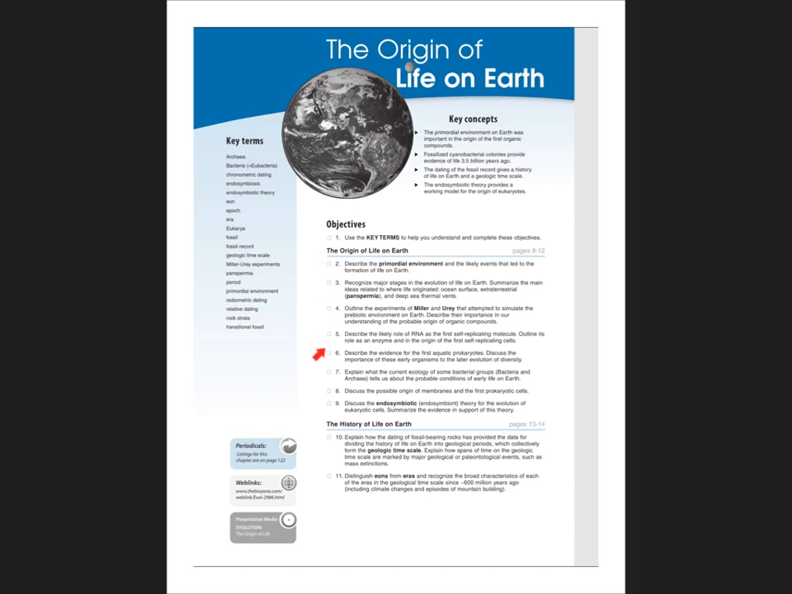Here's another checkbox. It's looking at objectives. And you have to ask yourself, can you discuss the possible origin of membranes in the first prokaryotic cells? Can you describe the primordial environment that likely led to the formation of life on Earth? If you can discuss these things, look at those command words. What does describe mean? What does outline mean? What is discuss? What is explain? What's the difference between the two? And so think about these command words when you see these, and can you do this? If you can't do this, then you have to work at developing your ability to do this.